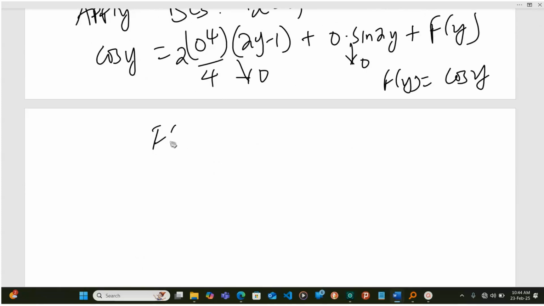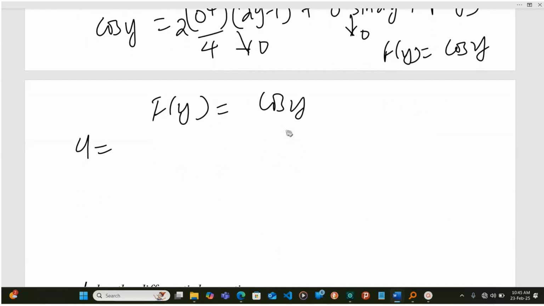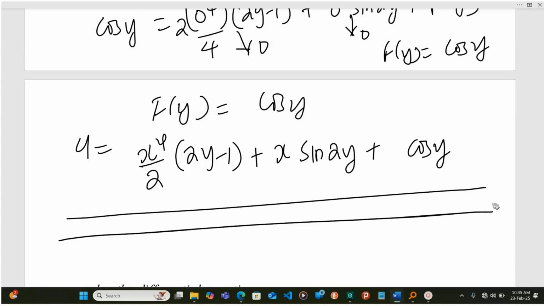So if f of y is equal to cos y, meaning that u finally shall become, now substituting on all these other components that we have, this will be x to power 4 out of 2 into 2y minus 1, then plus x sine 2y plus cos y. So that becomes the solution to this problem.